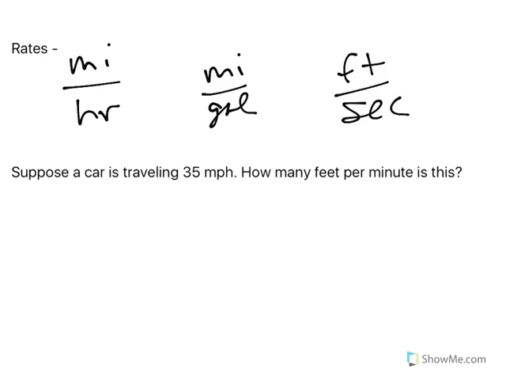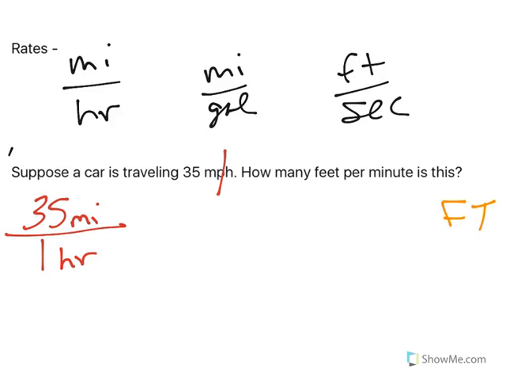So like in this first example here, suppose a car is traveling at 35 miles per hour. Just remember that per is the division sign. So this is 35 miles per 1 hour. How many feet per minute is this? Now sometimes I go over here and I put feet over minute, just to kind of, that's my goal. My numerator is going to be feet, my denominator is going to be minutes.